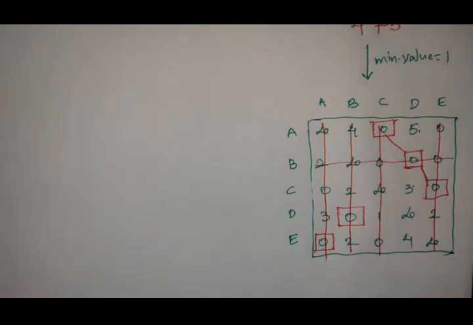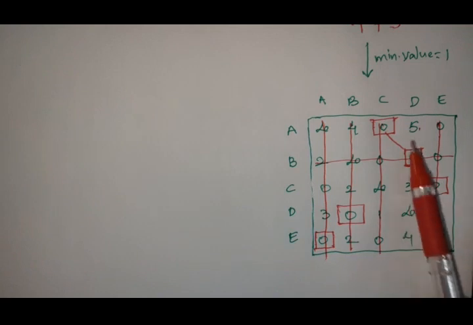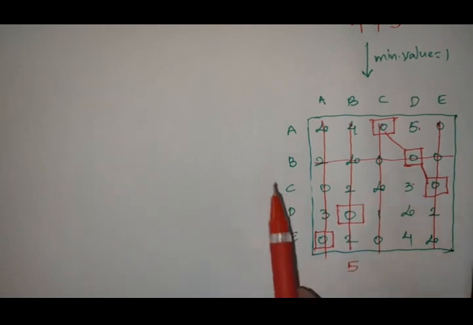And also now let us check the condition. The number of assigned cells equals the number of rows or columns. So now count the number of assigned cells: 1, 2, 3, 4 and 5. So the number of assigned cells is 5. The number of rows or columns is 5. So the condition is satisfied. So now let us check the possible route.